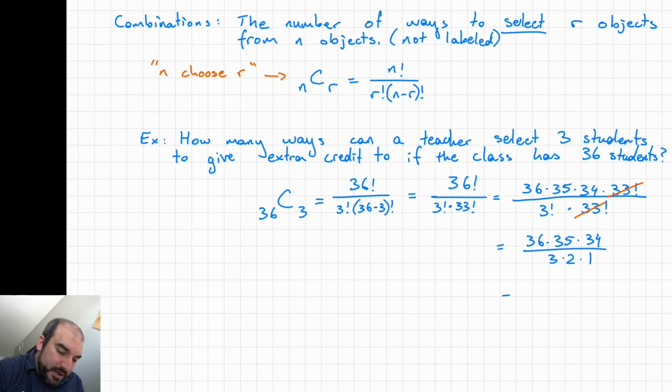And you can plug that into your calculator, or you can simplify a little more if you want to. 3 times 2 is 6. I can divide the 36 by 6 and make it a 6 and make this a 1, just to make my calculator work a little bit easier. So now in the calculator, I would just put 6 times 35 times 34. Go ahead and put that into your calculators and give me the answer in the chat.